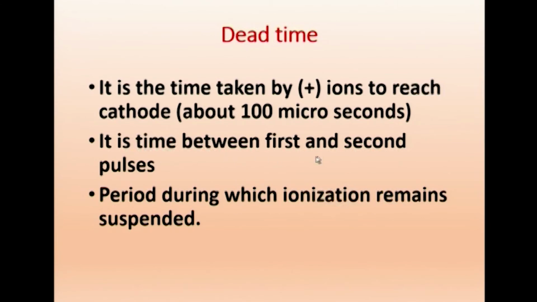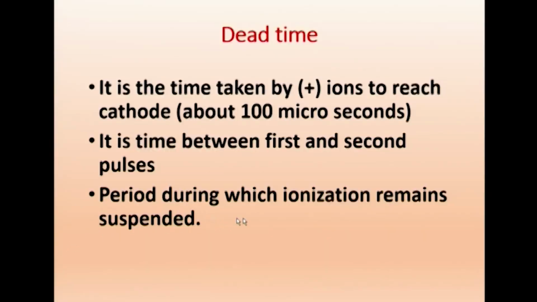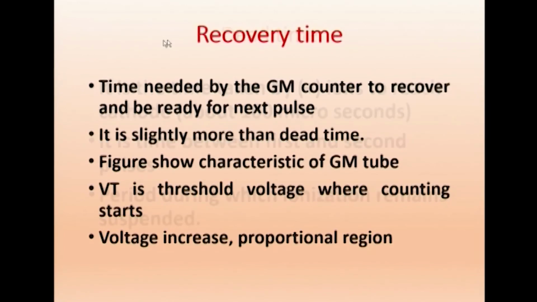It is the time between the first pulse and the second pulse. In between, that is the dead time. It is a period during which ionization remains suspended. That is the dead time. Recovery time is the time needed for the GM counter to recover for the next pulse. You have to design it such that it is slightly more than the dead time.